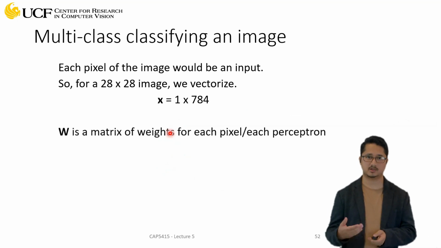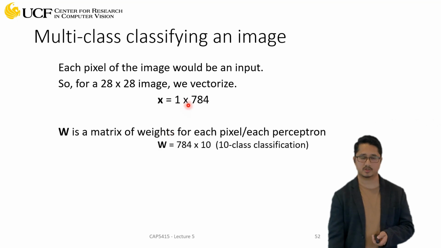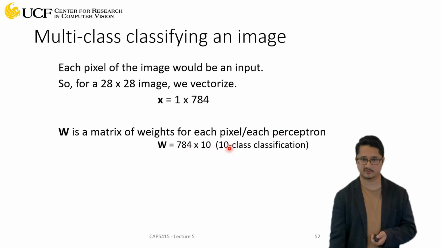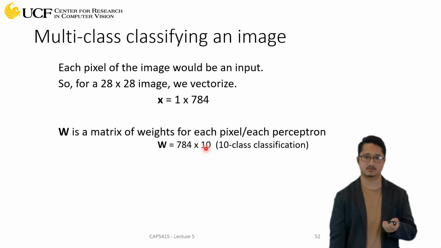Okay, so let's try to understand how that will change the mathematical formulation. Your input vector is not going to change. It will still be 1 cross 784. Your weight matrix will change. Earlier, you had just one perceptron, so you needed just 784 different values. But let's say you are solving a 10-class classification problem, which means you have 10 different object categories. For that, you will need 10 different perceptrons. So the number of parameters you need is 784 times 10. Okay, so one set for each perceptron.